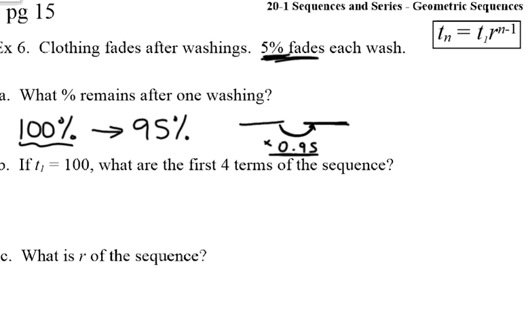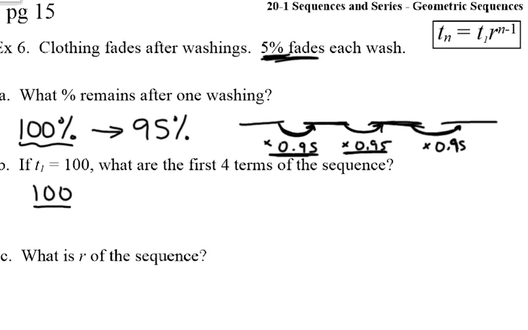And then whatever color's there, we're going to only have 95% of it after that. So we can see that every time we wash, we're losing 5%, or we keep 95% of the color. 5% was lost, but 95% carries on. So if my term 1 was 100, what are the first 4 terms of the sequence?